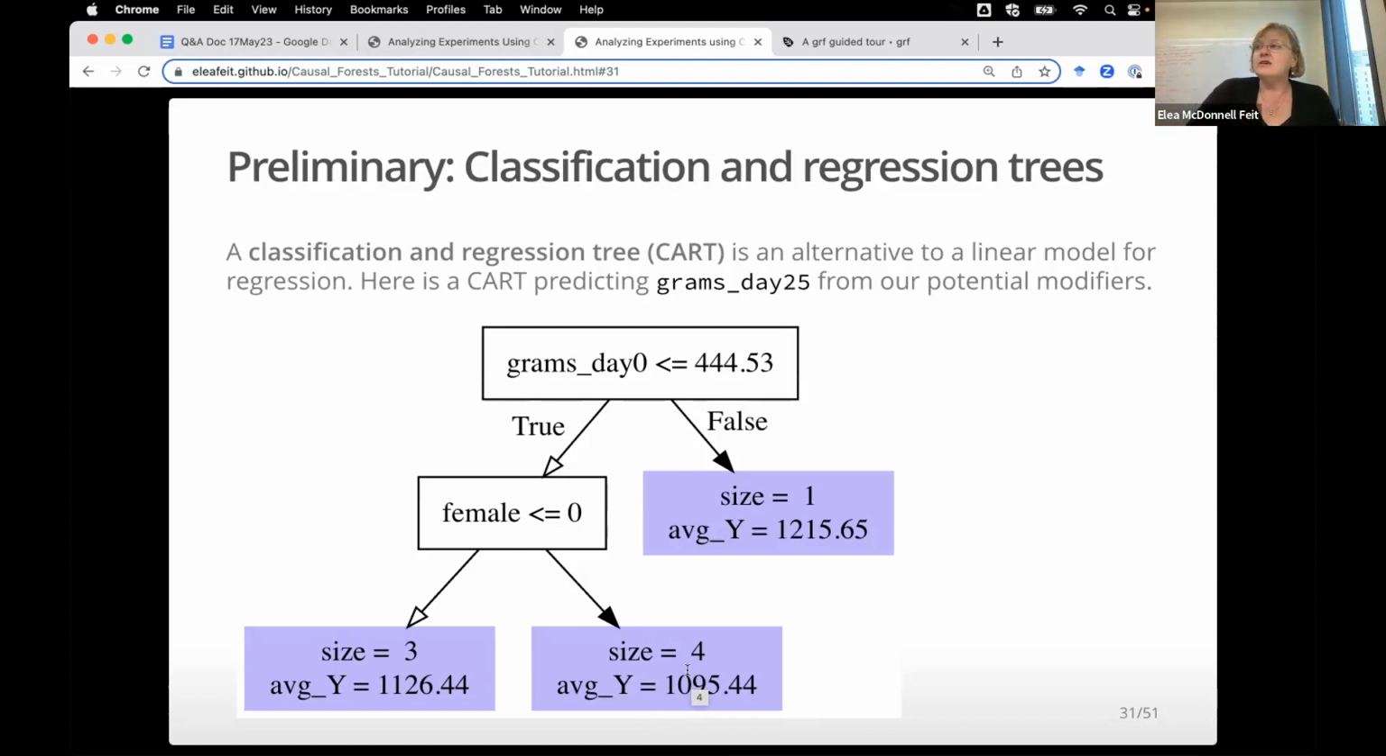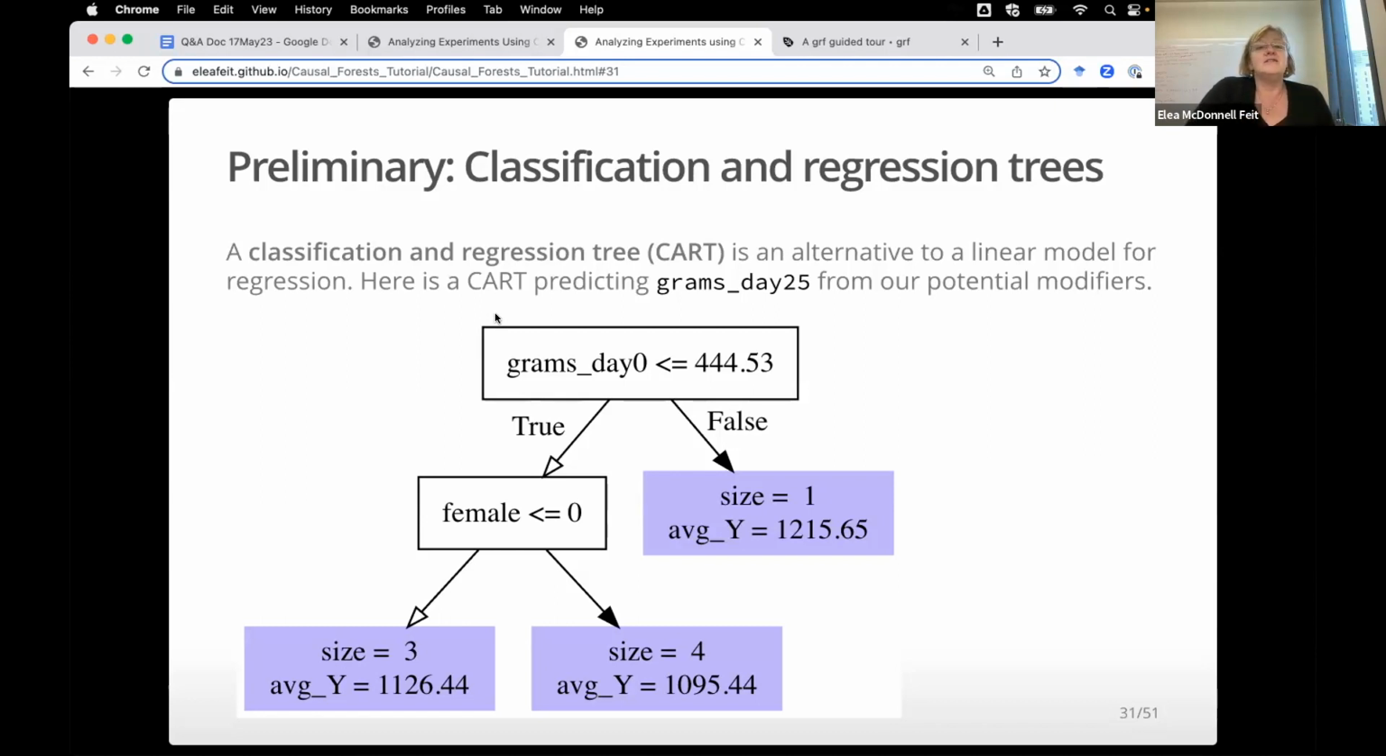Does that make sense? Any questions about CART? So this is a tree that is predicting the weight at day 25 from all the other potential modifiers. That's not a causal forest yet. That's just a classification and regression tree.